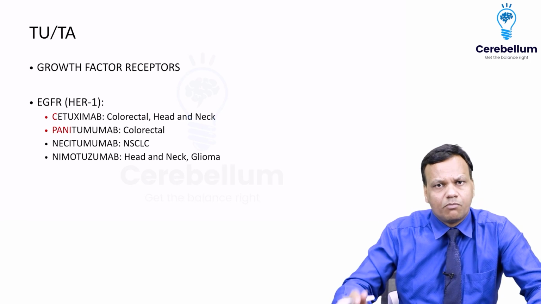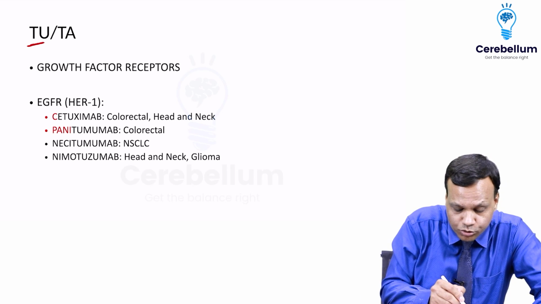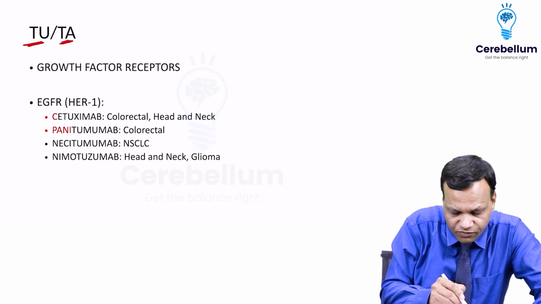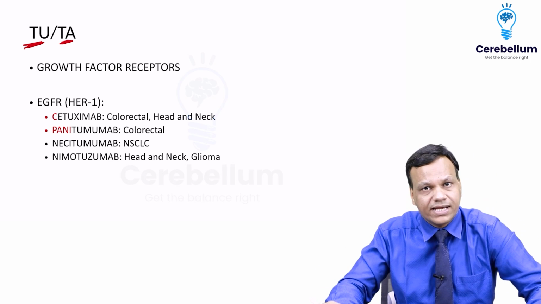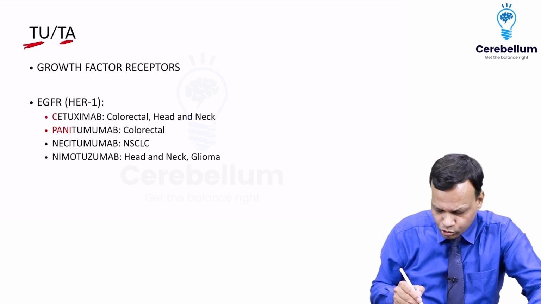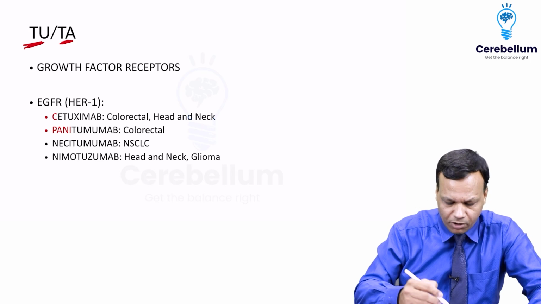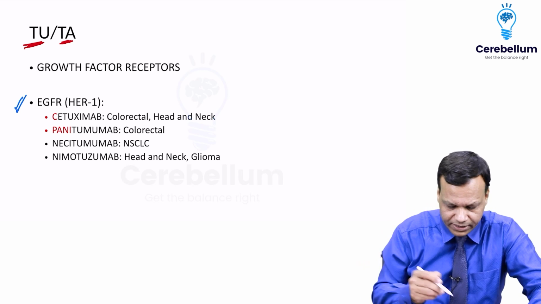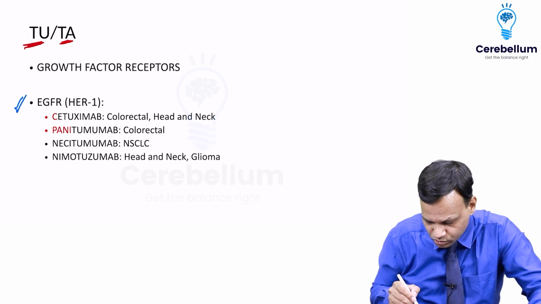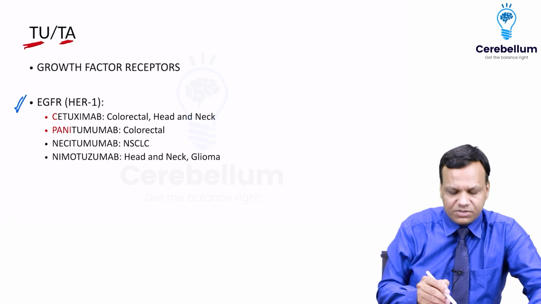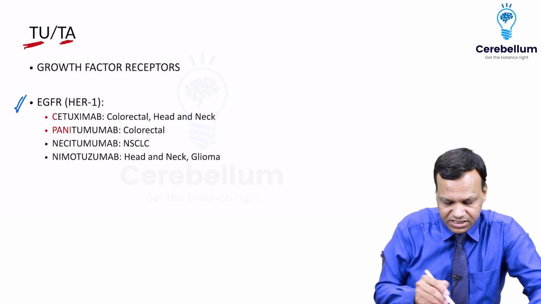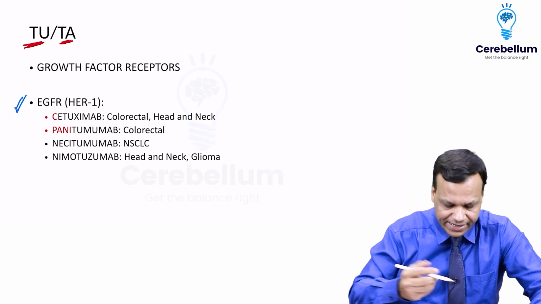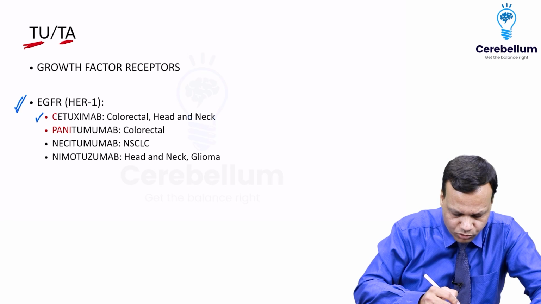Now next we have monoclonal antibodies which contain TU or TA in the name. TU or TA is for tumors. They are for tumors. They are for cancers. Okay. So first are growth factor receptors. Monoclonal antibody against epidermal growth factor. We have drugs like cetuximab. Cetuximab, C for colorectal cancer, C for cervical cancer, that means head and neck cancer. Cetuximab you need to remember.